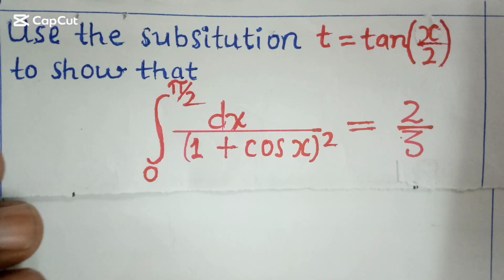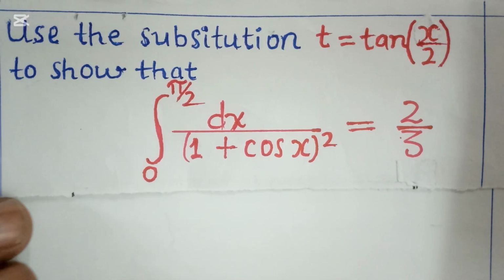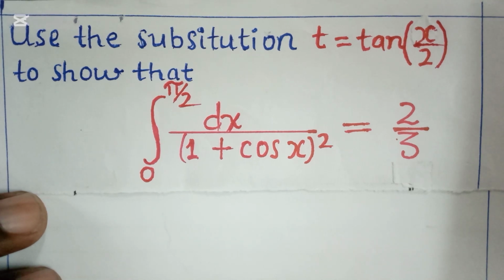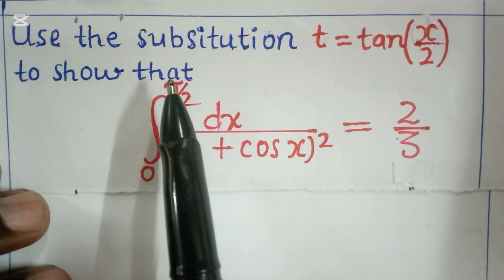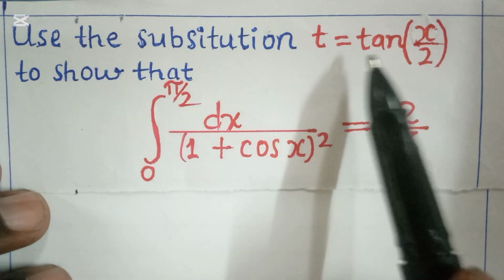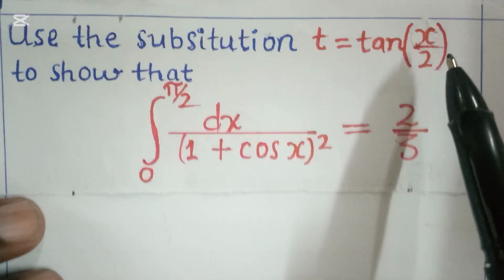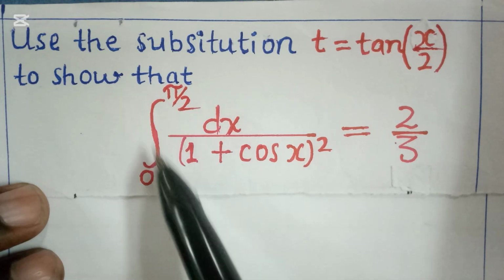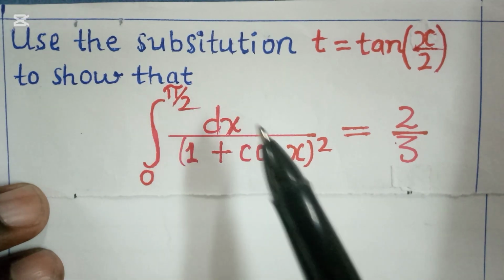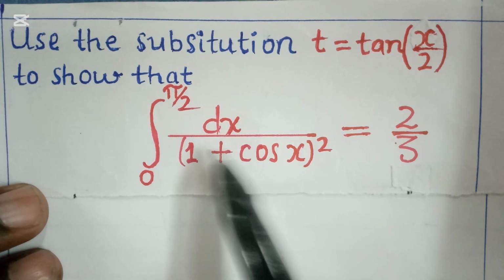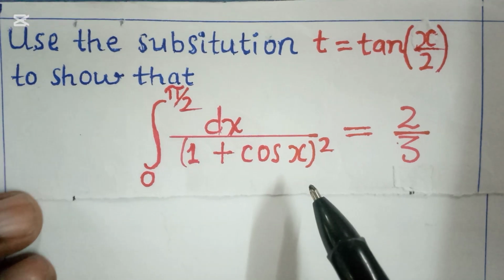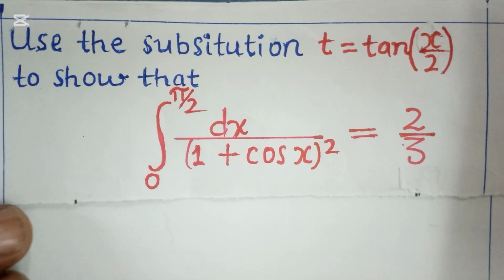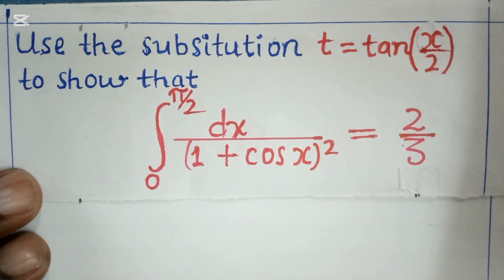Guys, let's try this question. I can read the question first. Use the substitution t equals tan x over 2 to show that the integral from 0 to pi over 2 of dx over (1 plus cos x) squared is equal to 2/3. Guys, let's attempt this question.